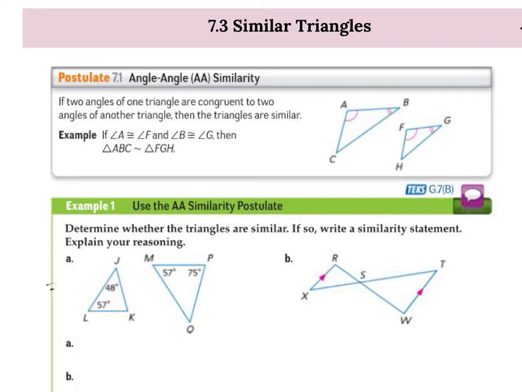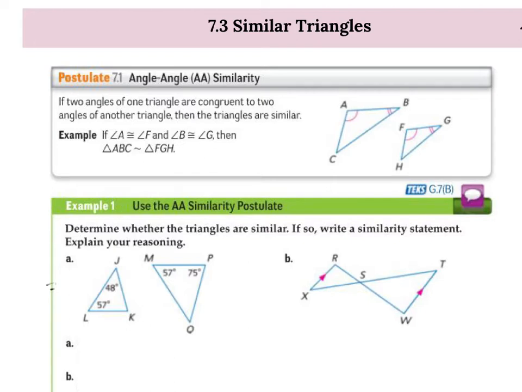Everybody. So today we're going to be talking about similar triangles. There are a few different ways where you can determine if two triangles are similar. We're going to talk about those. We have angle-angle, side-side-side, and side-angle-side.